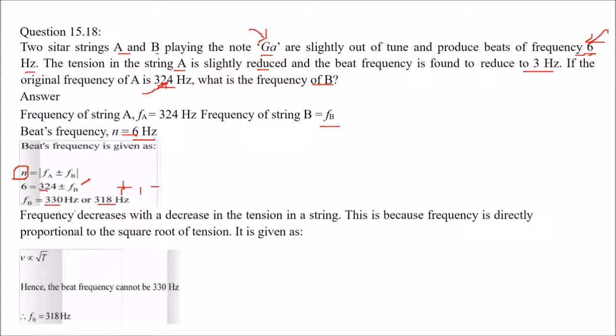Now, since we have to answer the other part also: the frequency decreases with a decrease in the tension in a string. Why? Because the frequency is directly proportional to the square root of the tension, v proportional to under root T. So frequency will decrease with decrease in tension, and increase with increase in tension. That is why FB cannot be 330 Hertz. So it has to be 318 Hertz. This is the explanation.